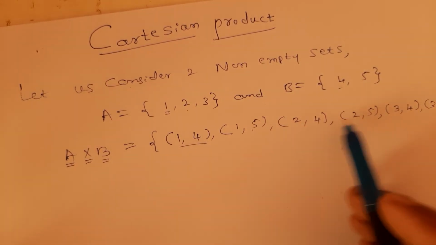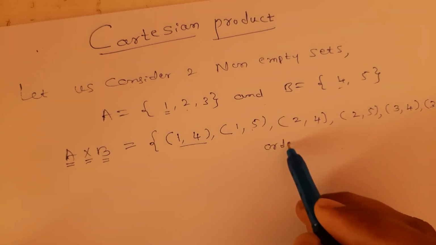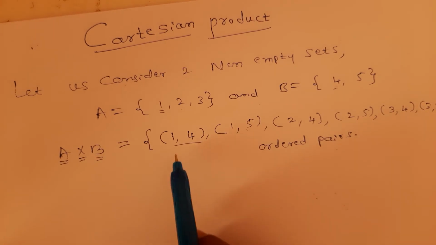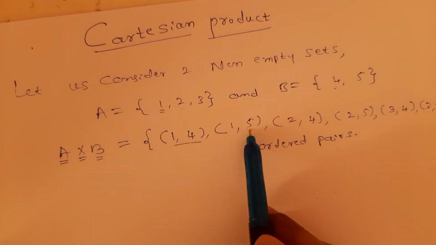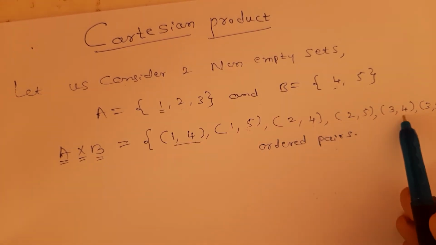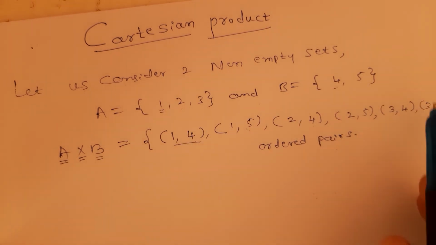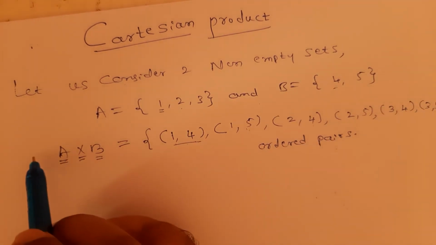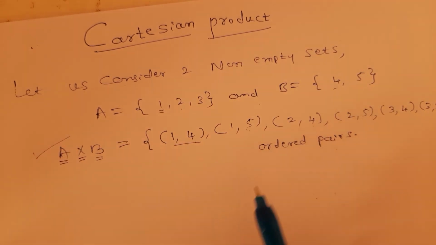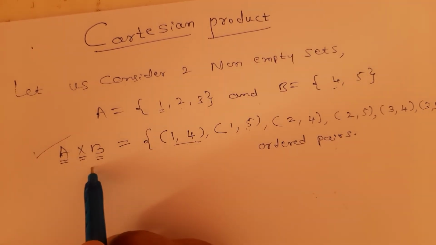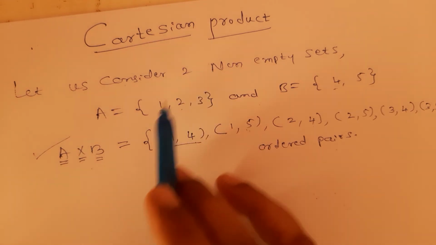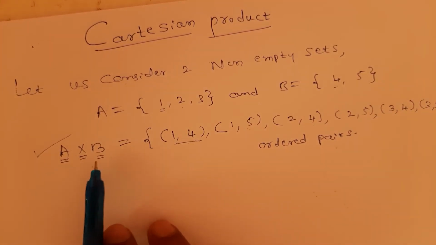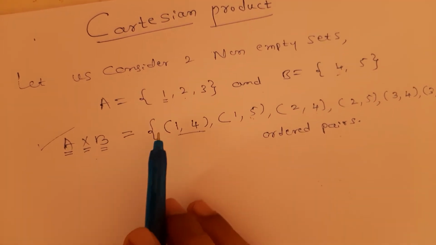We call these ordered pairs: 1, 4, 1, 5, 2, 4, 2, 5, 3, 4, 3, 5. So here we got 6 ordered pairs. This A cross B, what I have written here, is called the Cartesian product from set A to set B. Okay, this we have learnt in first PUC.